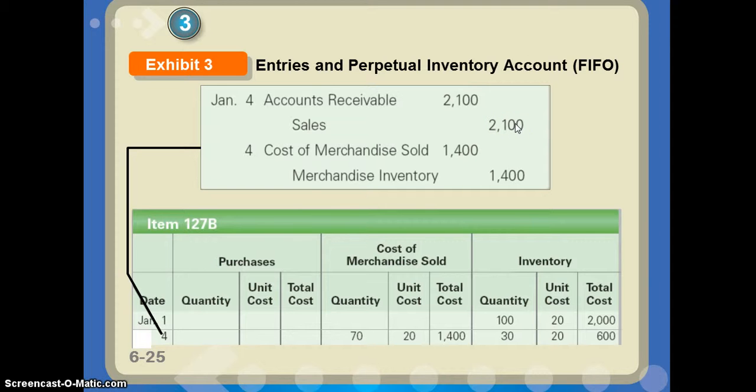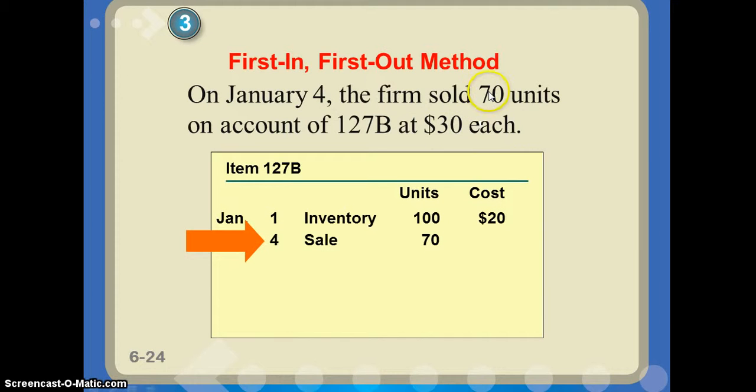We also always have a second entry as a merchandising business for sales. We have to record our cost of merchandise sold, which remember acts as an expense. Expenses increase with debits. We had a higher cost of merchandise sold because more merchandise was sold. The cost of merchandise sold is debited for $1,400. Our merchandise inventory is credited or reduced for $1,400. Where did I get $1,400? It's the 70 units times the cost of $20 from our chart.